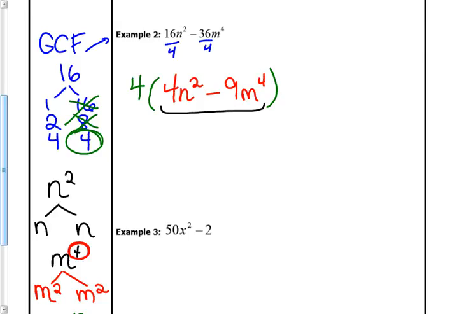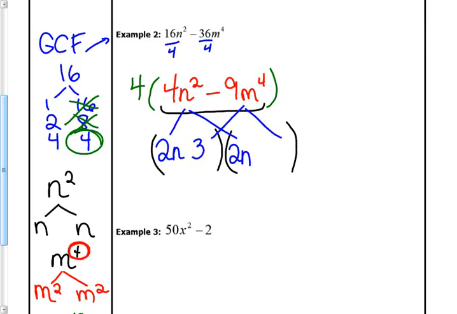I can split that up. So I would split this into two sets of parentheses. My 4n squared would be split into 2n times 2n. And my 9m to the 4th can be split up into 3m squared times 3m squared, because the 4 is just split up into 2 and 2. You can't forget you have to bring your signs, right? This is a difference of squares, so we should have different signs, one plus, one minus. And always verify: a positive 3 and a negative 3 gives you a negative 9, so that does work out.